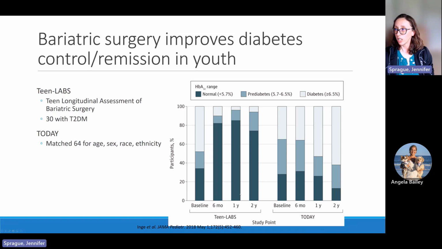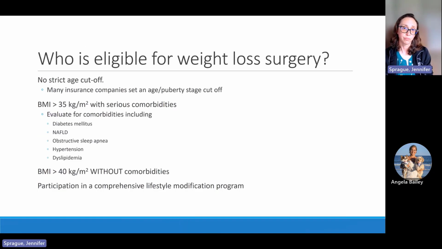Those who had surgery, the darkest color is normalization of A1C, and at 2 years, over 70% had normal A1C, even though they had diabetes at baseline. In contrast, in the medically managed patients, there had been a rise in this lightest color, those with A1Cs greater than 6.5, so lack of control of their diabetes. So it helps the metabolic outcomes in addition to the weight loss.